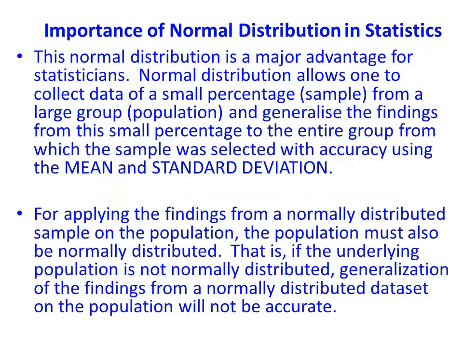This normal distribution is a major advantage for statisticians. Normal distribution allows one to collect data of a small percentage, a sample, from a large group, a population, and generalize the findings from this small percentage to the entire group from which the sample was selected with accuracy using the mean and standard deviation. For applying the findings from a normally distributed sample on the population, the population must also be normally distributed. That is, if the underlying population is not normally distributed, generalization of the findings from a normally distributed dataset on the population will not be accurate.